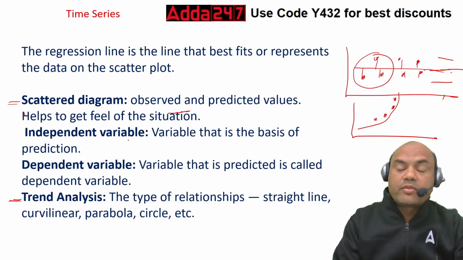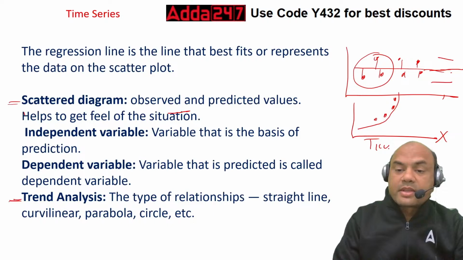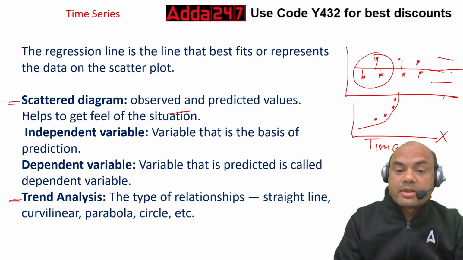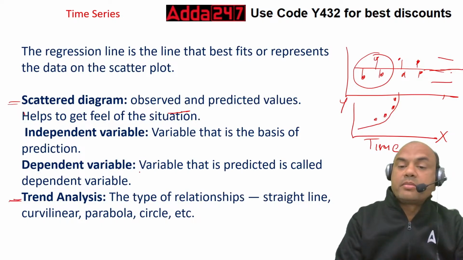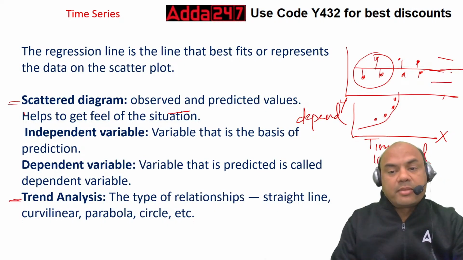Then next is independent variable. Independent means this x. X is always the independent variable. It's always time in case of time series. Okay, it's always time. So variables, that is the basis of prediction. So basically time. And y is known as the dependent variable. This is dependent and this is independent. Okay, independent, got it? So y is always dependent on x. Generally in time series, x is taken as time.